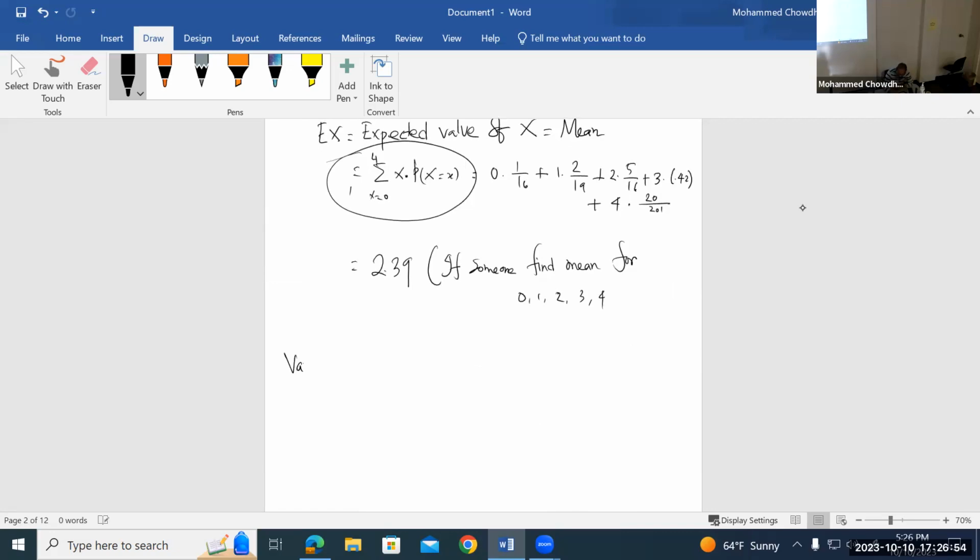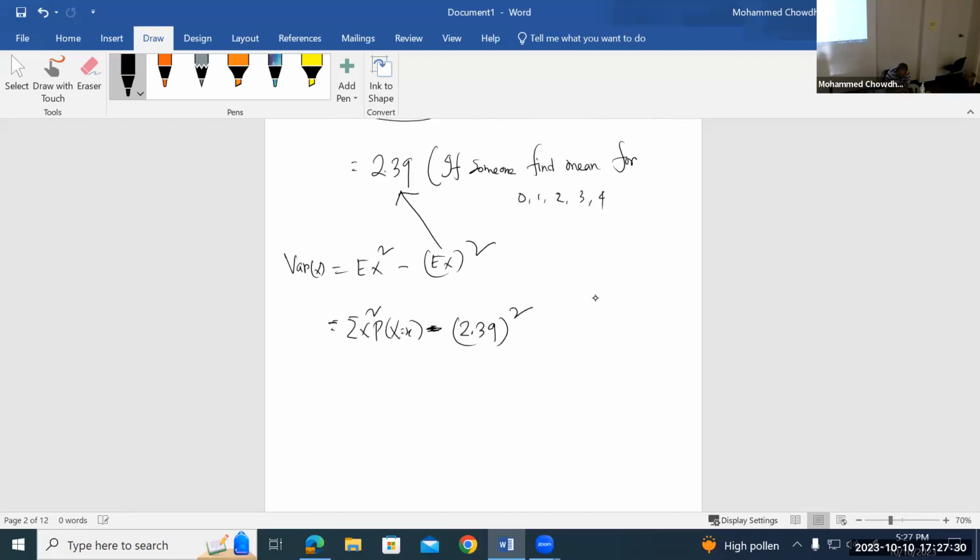So the variance of X equals the expected value of X squared minus the expected value of X, whole squared. We already found this from the previous one. So now let us find this one. This one can be found as the sum of x squared times P of X equal to x. The expected value of X equals 2.39, whole squared. Now find it in here.